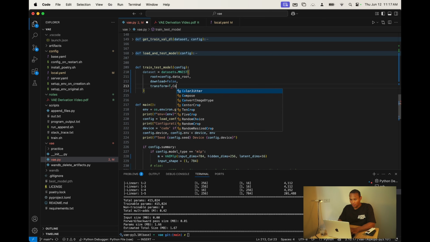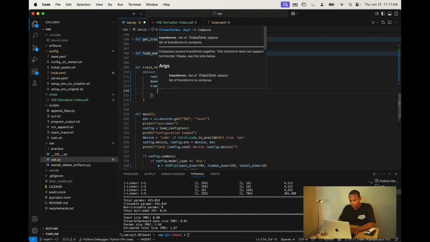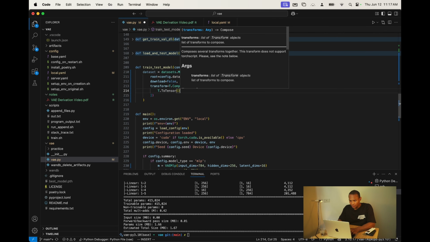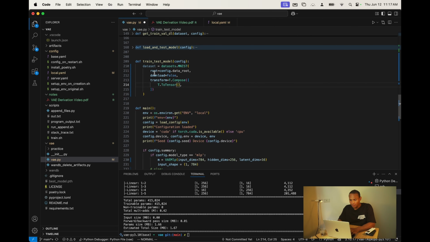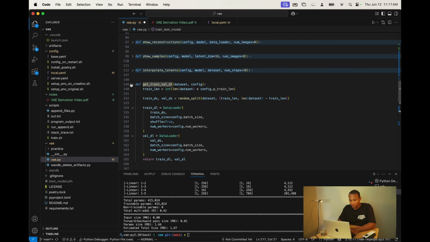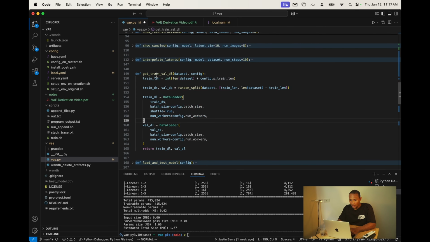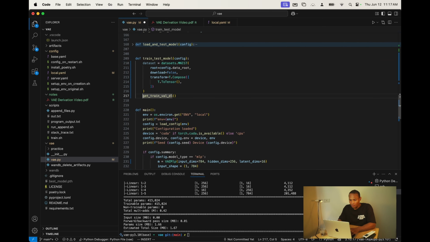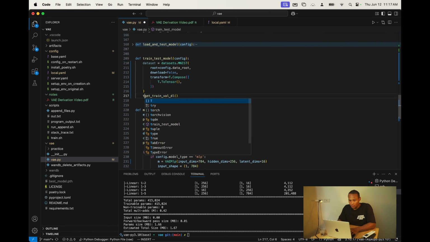Transform t.compose. Just going to turn it into a tensor. I'm not going to resize the images, just keep them 28 by 28, which is their default size. I think just get train validation. So I'm running this method get, so it just returns the data loaders when I pass in the data set, splits it into training and validation. I've already done that multiple times in previous videos.